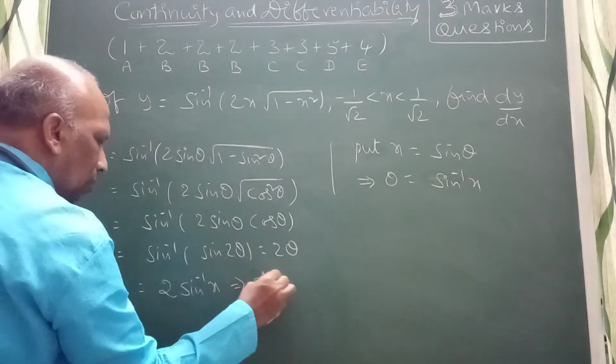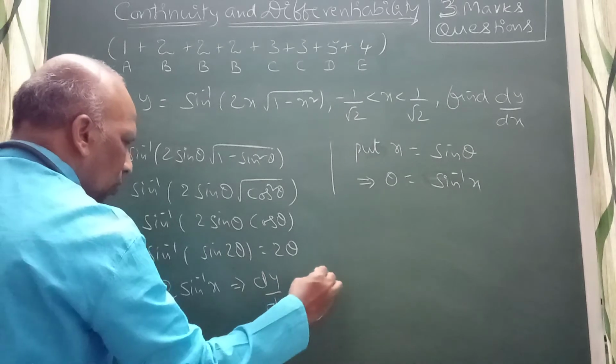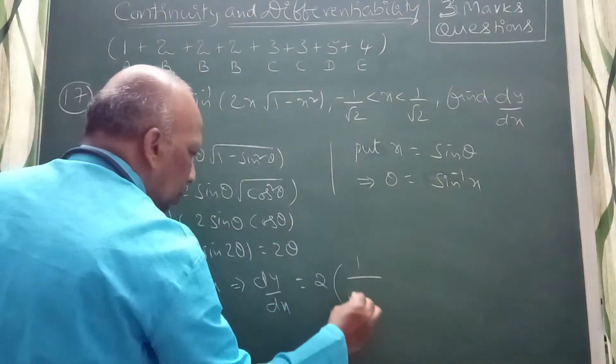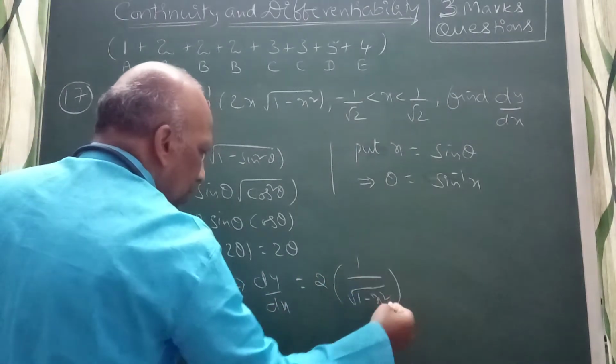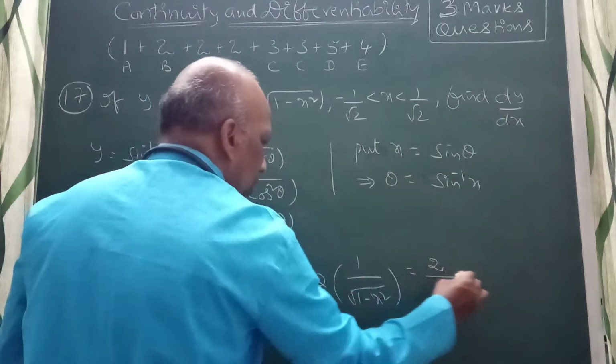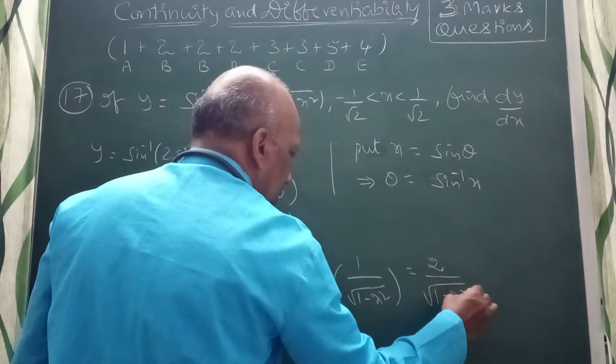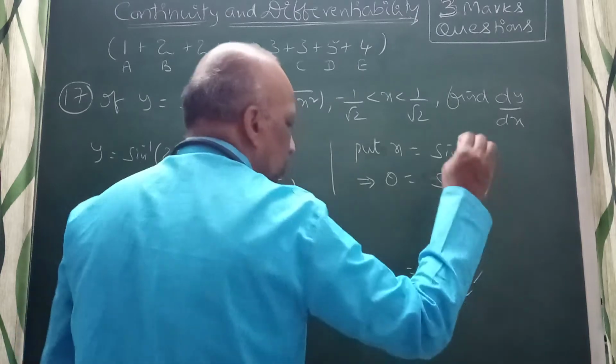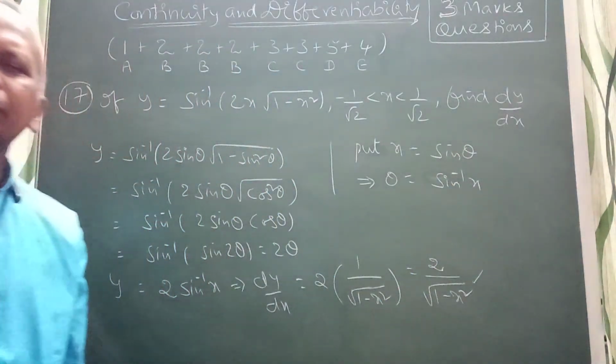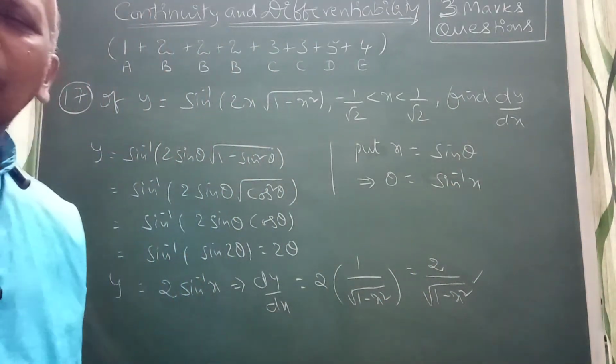Now the derivative dy by dx is 2 into 1 by root of 1 minus x square. So 2 by root of 1 minus x square. That's your answer, right? Now we'll do the next problem.